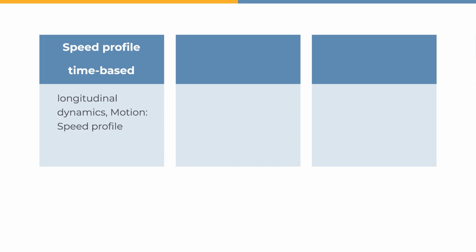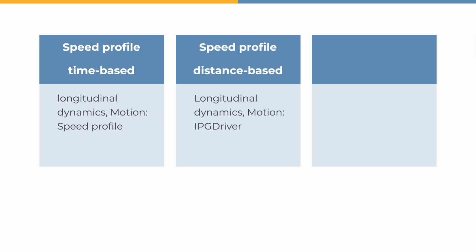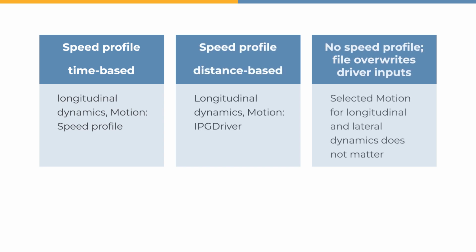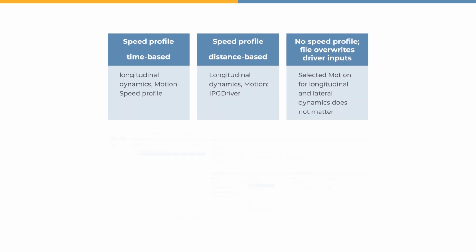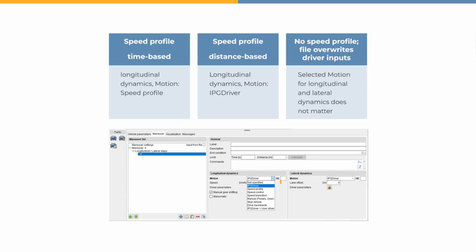In CarMaker, we support 3 use cases. Either you can use a profile based on time or based on distance, or you can also override the maneuvers of the driver. Depending on what kind of profile you are using, you need to set the motion option and the maneuvers in a different way.